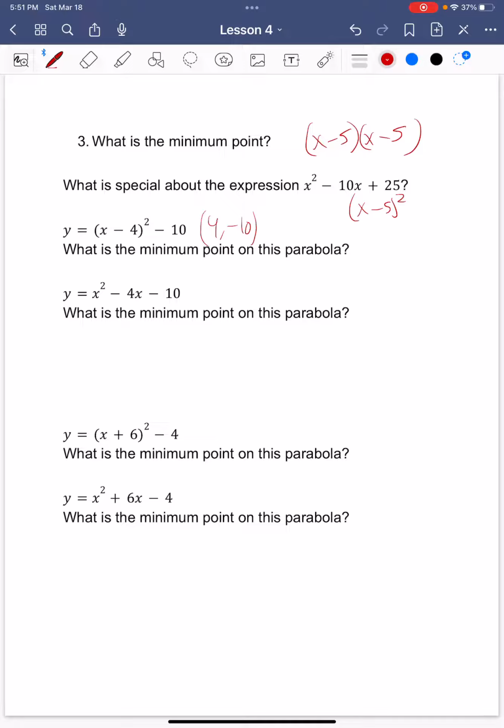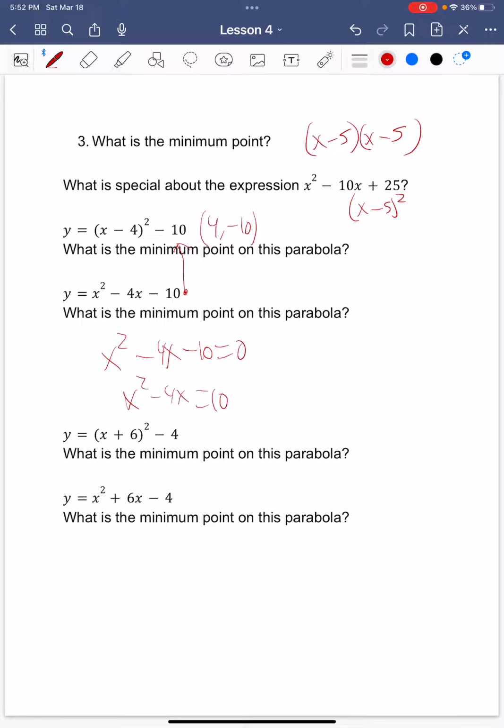Now here, we can't just say the vertex or the minimum point is 4 comma negative 10. It doesn't work like that. We have to get from the quadratic form to the vertex form. So how do we do that? We complete the square. First, you could set the quadratic equal to 0. Then you add the constant over to the other side, so x squared minus 4x equals 10.